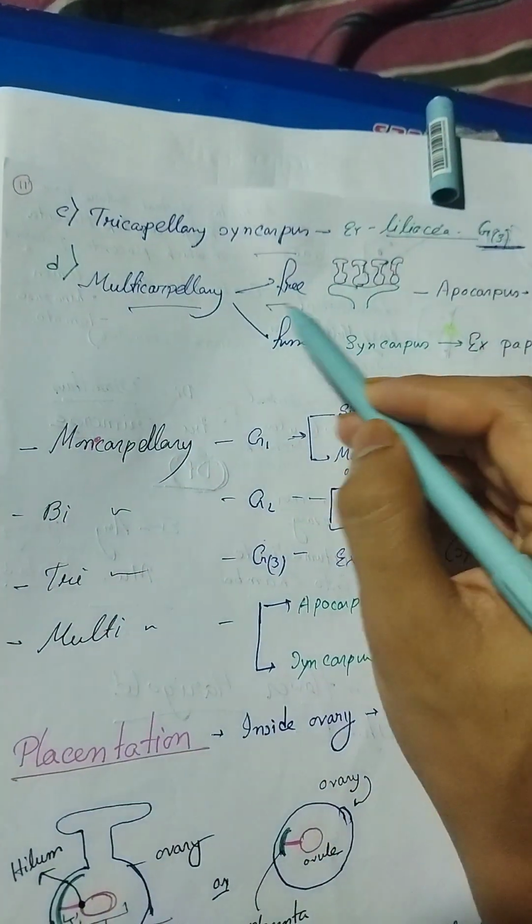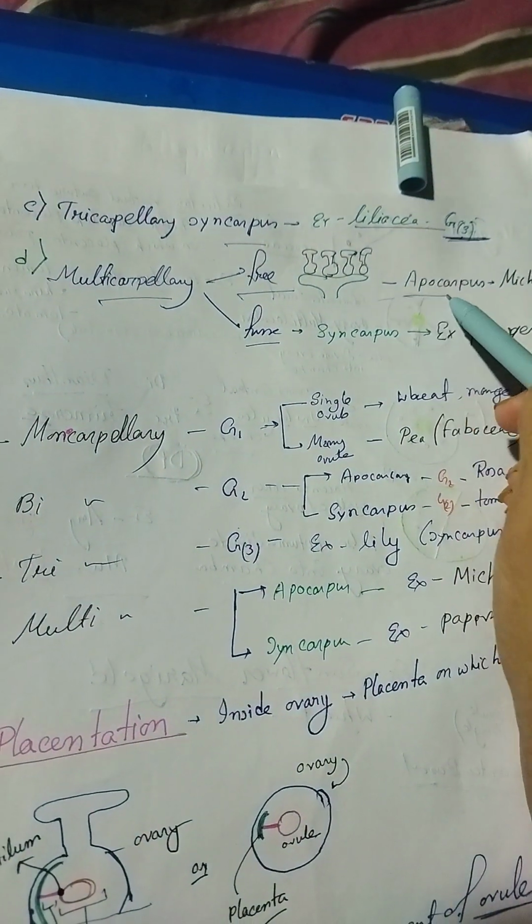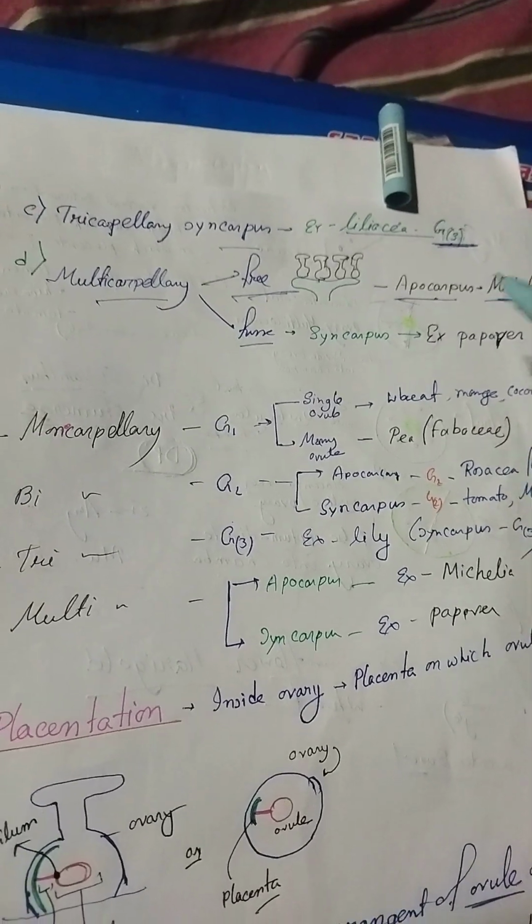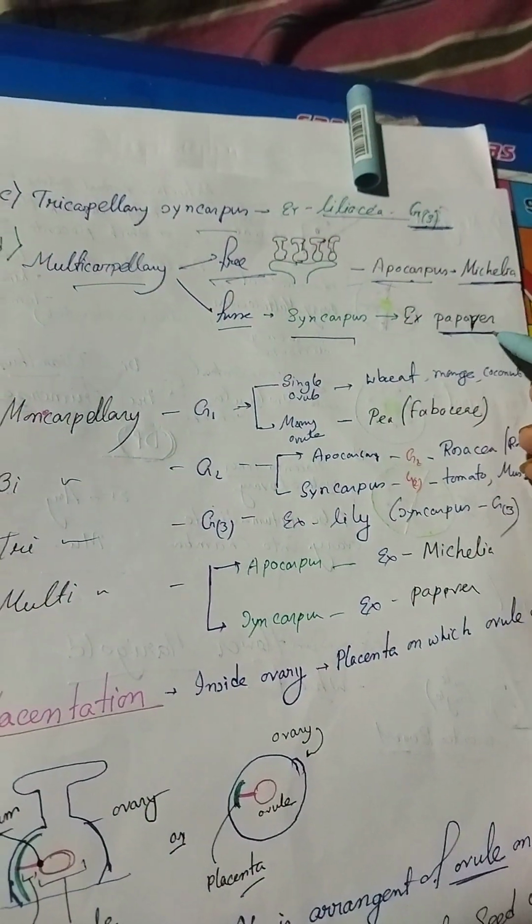In multicarpellary, free and fused. If free, that means apocarpous. This is Michelia. And syncarpous, example is Papaver.